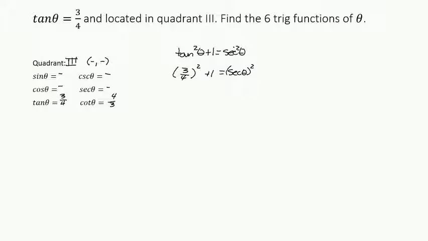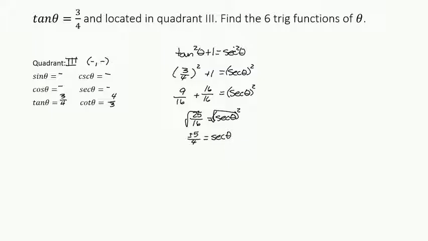Okay, so when we square a fraction, we just square the top and the bottom, so that gives us 9/16 plus, and you can go ahead and turn this into a fraction, 16 over 16, which gives us secant of theta squared. So then if we take these and add them, it gives us 25 over 16, which equals secant theta squared. So then we can take the square root of both sides, and that gives us plus or minus 5/4 equals secant of theta.